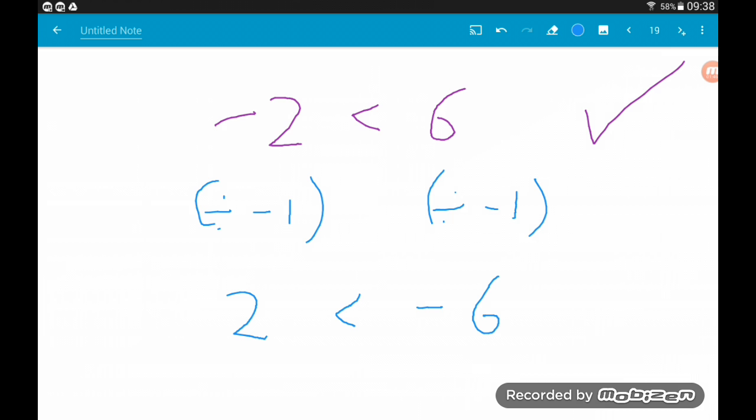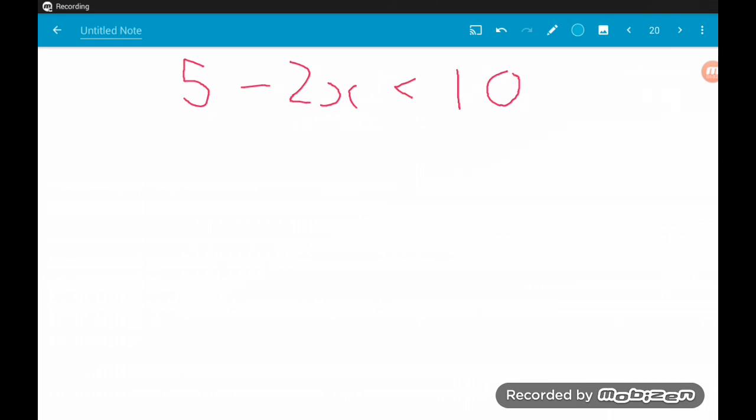So, let's get rid of that. Change the direction of our sign. 2 is greater than -6. So, there is absolutely no reason why we would come across an inequality exactly like this. I just use numbers without algebra to demonstrate where the problem comes from. Now we'll have a look at problems where we have algebra involved too.